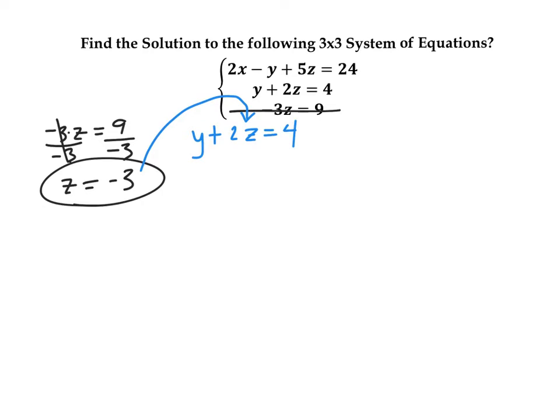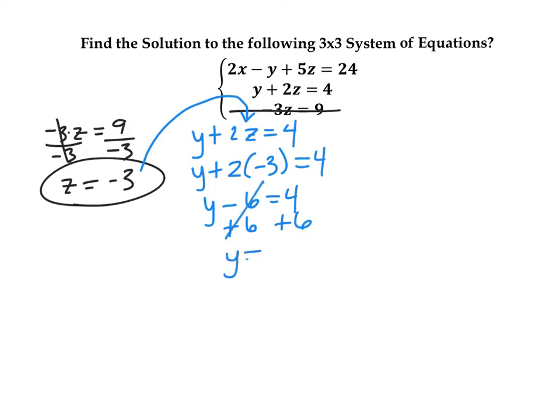So this equation is really y plus 2 times z, which is negative 3, equals 4. I solve. 2 times negative 3 gives you negative 6, so I have y minus 6 equals 4. I add 6 to both sides, so I can get rid of the 6 and leave y by itself. And I'm left with y equals 10. There it is. I have my second answer.